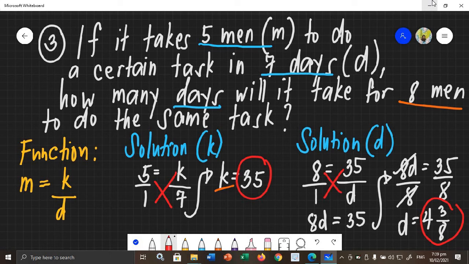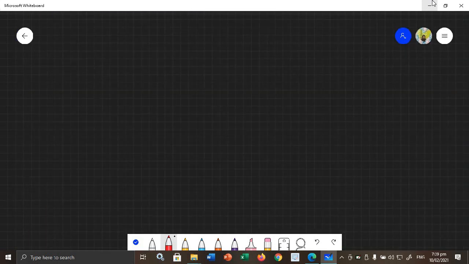Now, I put an observation in your module. Kasi sabi ko kanina, di ba, when we say inverse variation, if the value of y decreases, the value of x increases. If the value of y increases, the value of x decreases. So, hindi sila nagtutugma, in short, no? So, let's take a look at this, for example. So, ito yung number ng men required to do the task. And then, ito yung number of days.